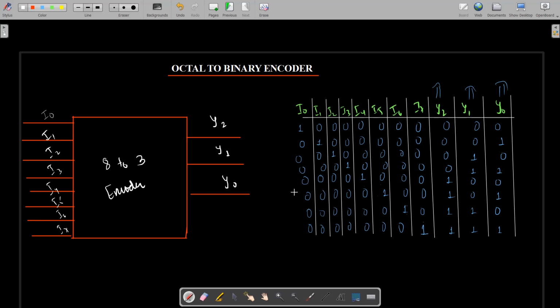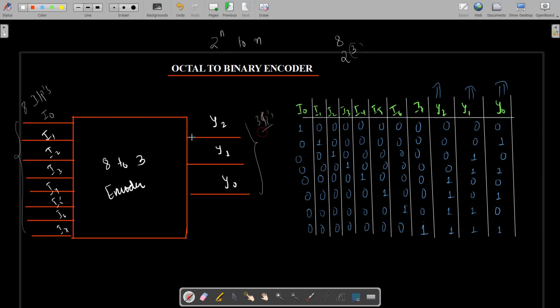Hello all, in this tutorial we'll be discussing the octal to binary encoder. As in the previous tutorial, we have seen the format for an encoder is 2 power n to n, that is, 2 power n is the input and n is my output. So correspondingly, 8 is nothing but 2 power 3, so that means I have 8 inputs. The inputs are I0 to I7, and as n is 3, I'll be having 3 outputs.